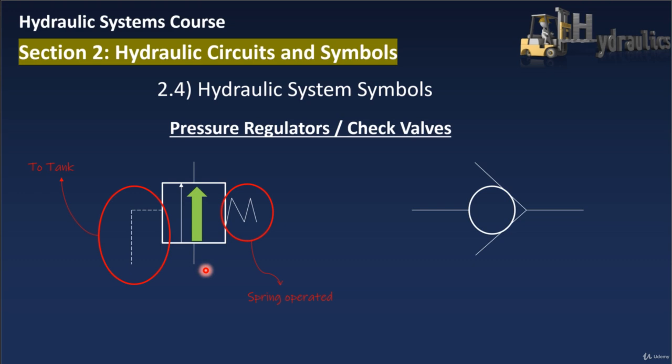On the right hand, the symbol represents a check valve, which is used to restrict the flow of hydraulic oil in the reverse direction, where the flow will go in this direction and will not be allowed to go in this direction.